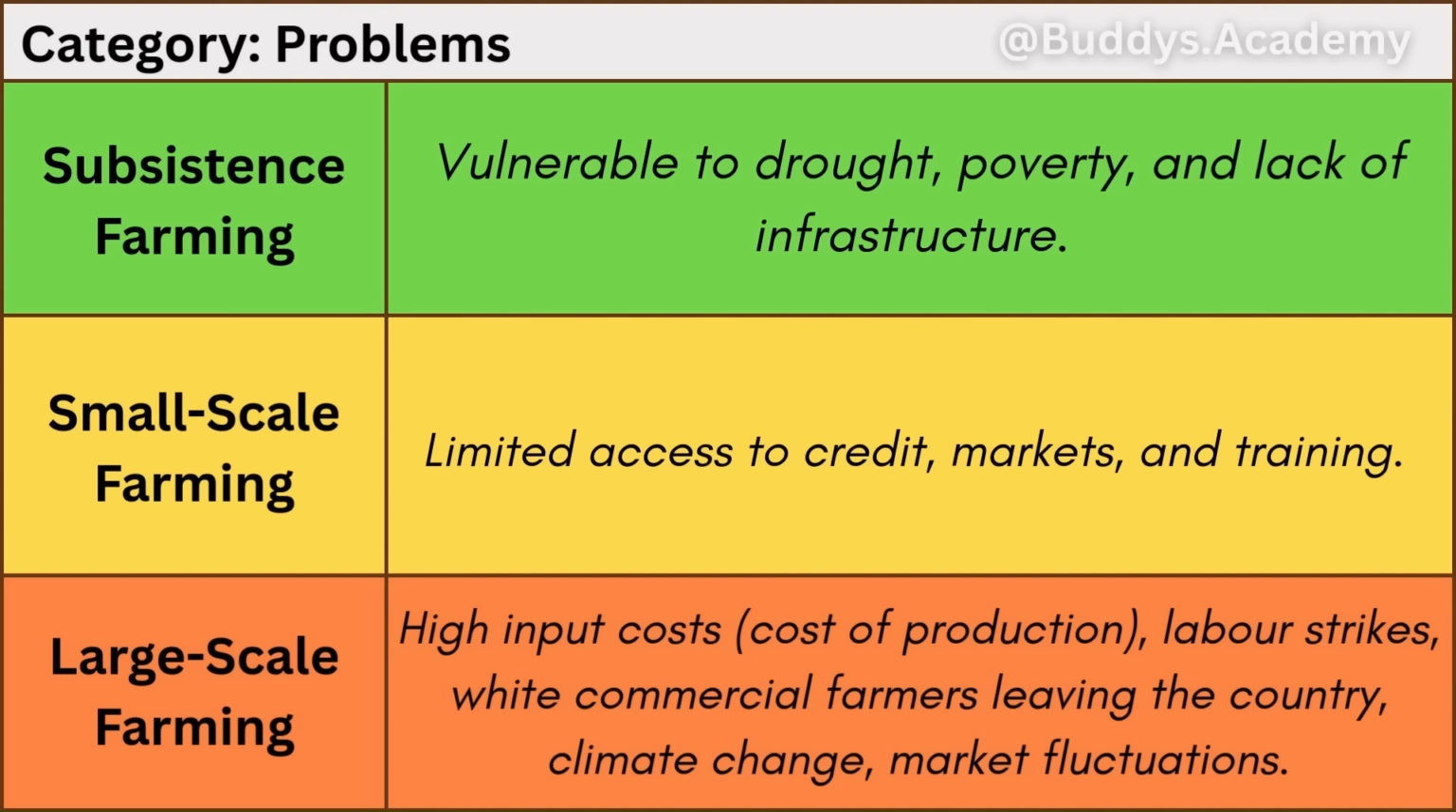Another problem in South Africa would be the white commercial farmers leaving the country. And remember, all over the world, not only in South Africa, we're going to be experiencing climate change. Remember, temperatures are increasing, and that's going to affect your crops, and it could potentially lead to you losing all of your crops, right? And especially in terms of your large-scale farming, that can be very detrimental.